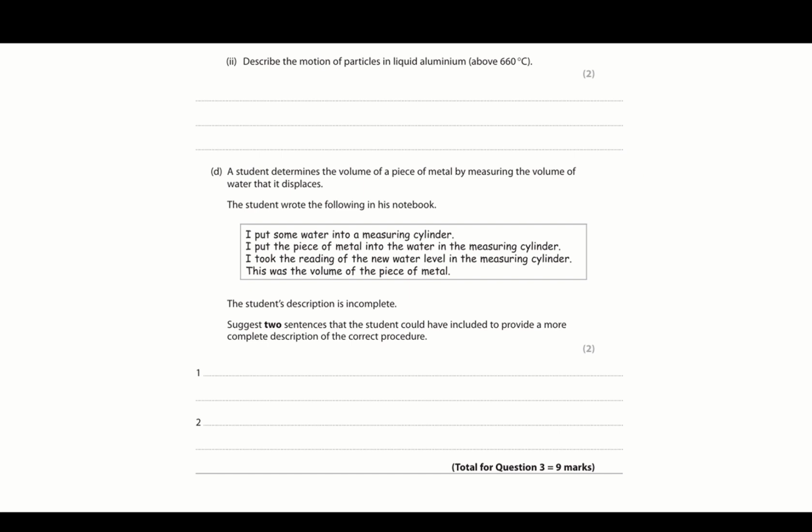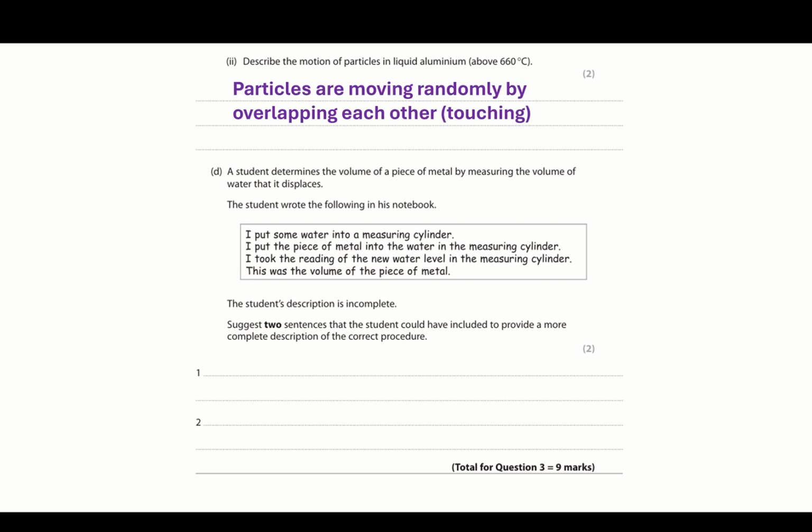On to the next part. Describe the motion of particles in a liquid. So they're touching each other, they're moving randomly, they're overlapping each other, and the particles in a liquid are moving faster than in a solid. So put that all together. Particles are moving randomly by overlapping each other, that is, they're touching, and the particles are moving faster in a liquid than they are in a solid.